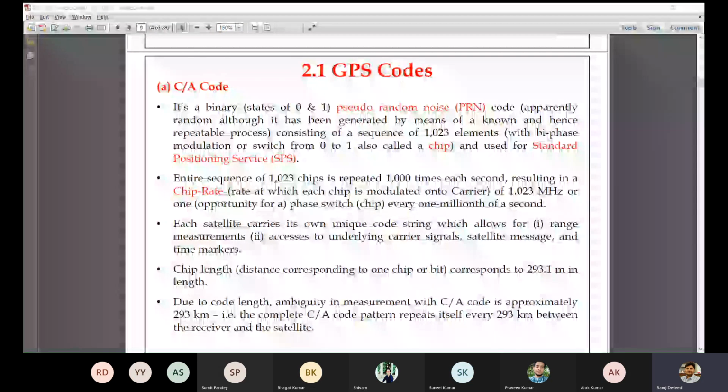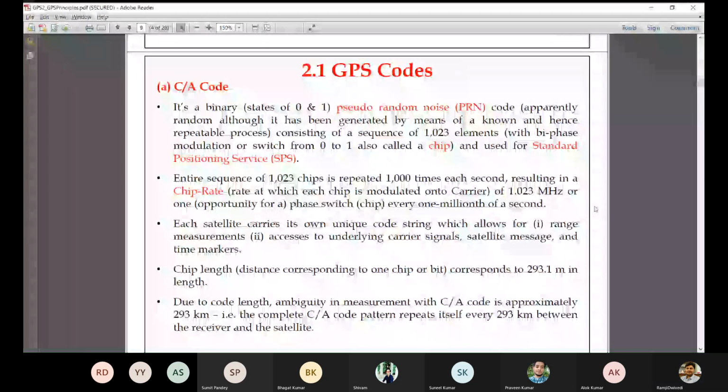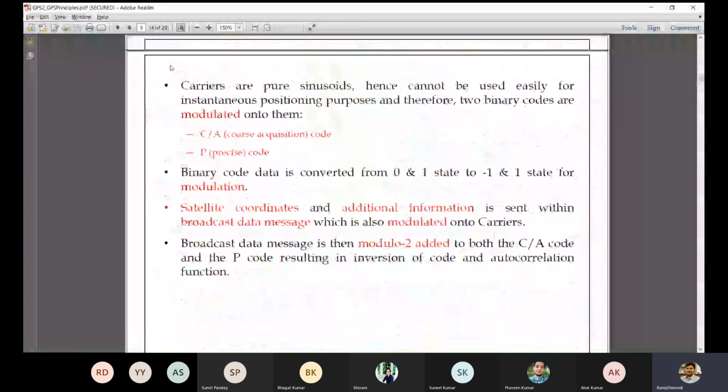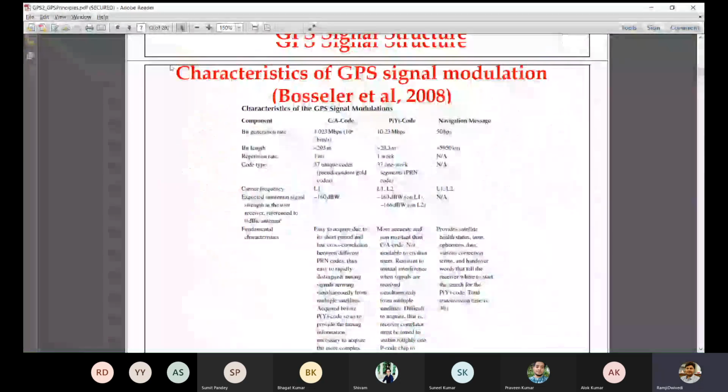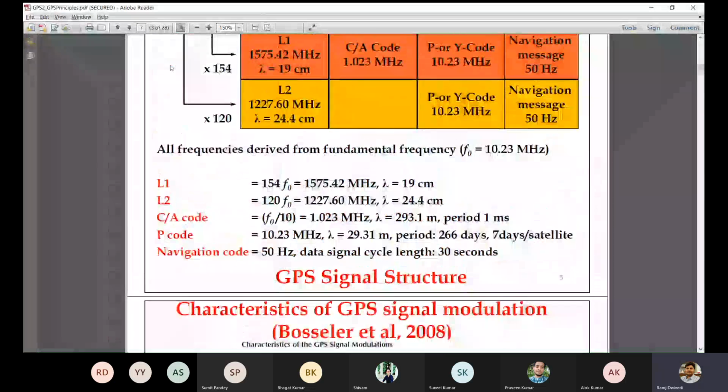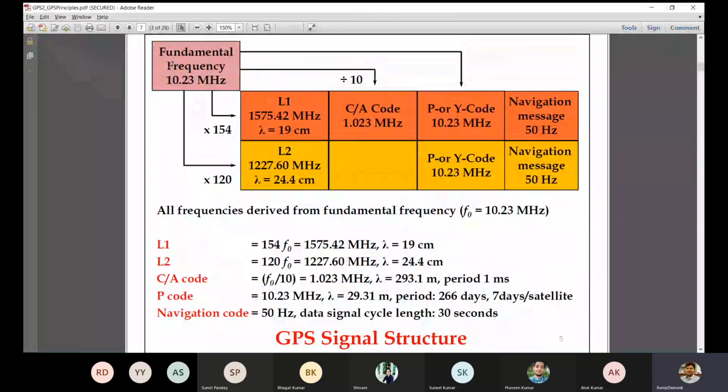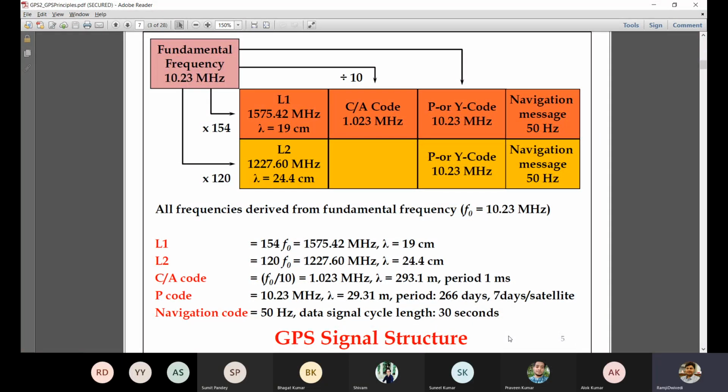We were discussing the GPS signal structure, and I think I've shown you this figure, which is very important before we start focusing on detailed aspects. If there is any query in this figure, please tell me.